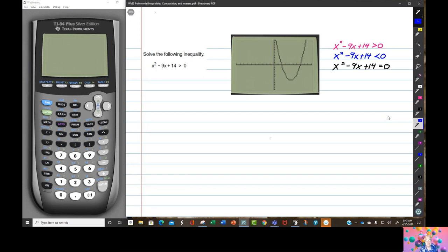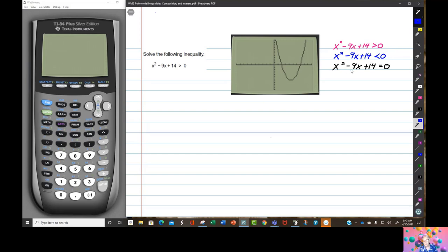We're going to talk about how to solve a quadratic or a polynomial inequality. And here we have x squared minus 9x plus 14 is greater than 0. Well, we have to look at all of the possibilities in order to understand.